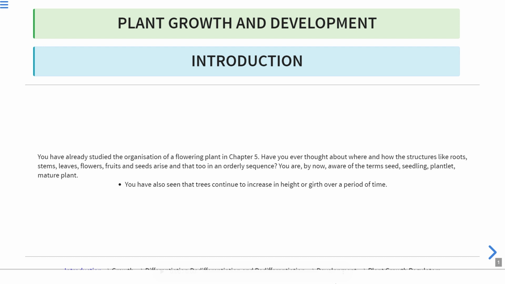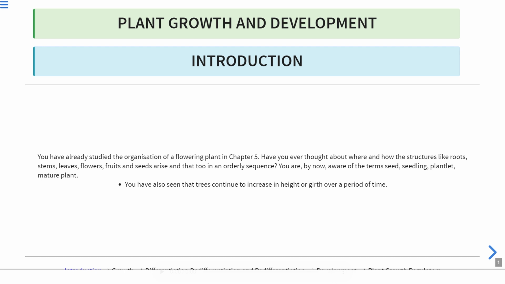You are by now aware of the terms seed, seedling, plantlet, mature plant. These are the terms you must be aware of: what is a seed, what is a seedling, what is a plantlet, and what is a mature plant. The term seed refers to the ovule. After the fertilization process, the ovule changes to seed.